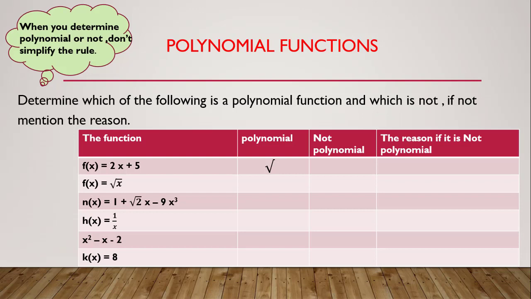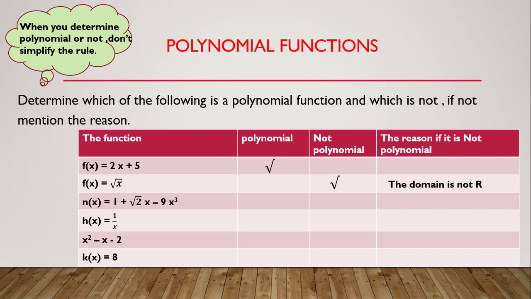The second one here, f of x equals root x. The domain here is not R. The domain will be the positive numbers and 0. Negative numbers don't belong to the domain. So here this is not a polynomial. Why not a polynomial? Because the domain is not R. We can't write any negative number inside the square root. So the domain here is not R.